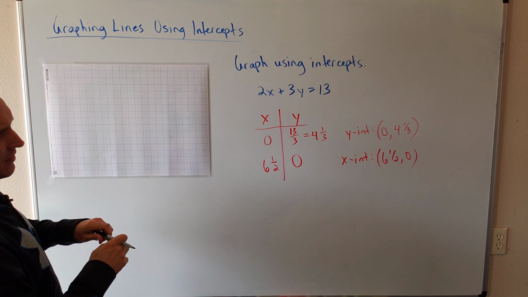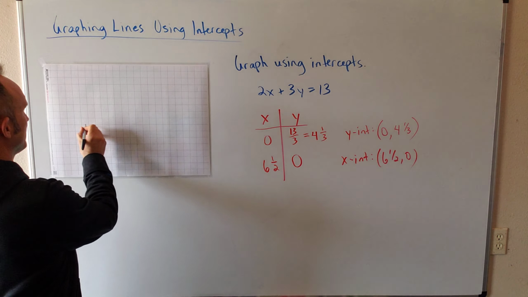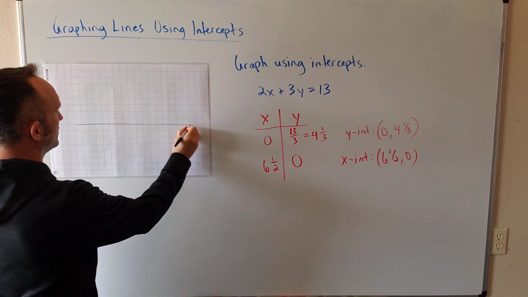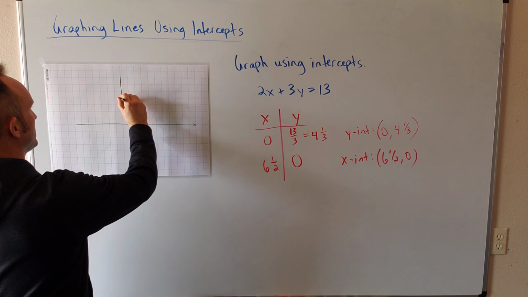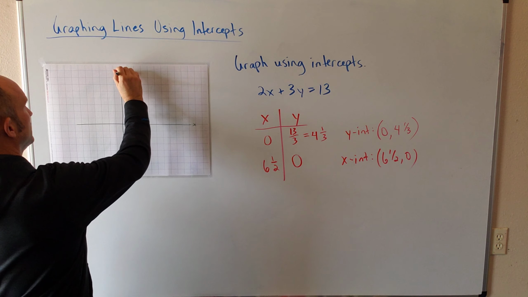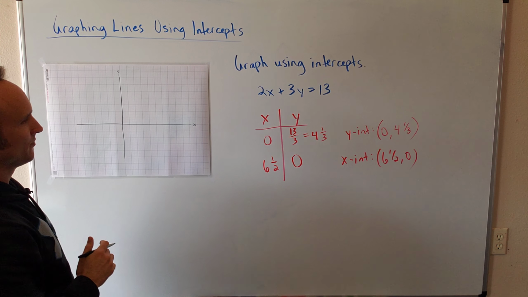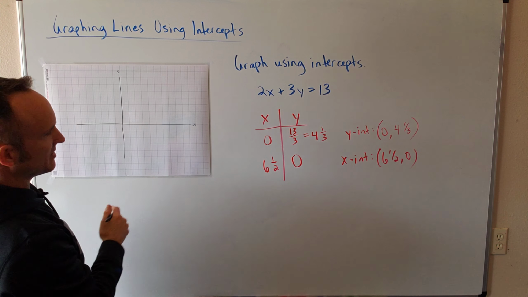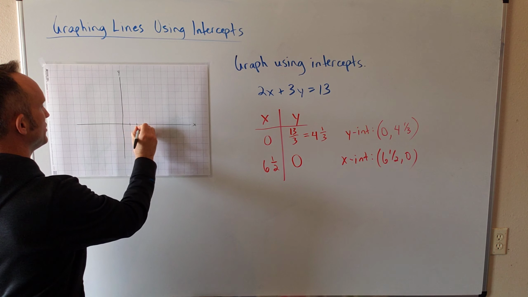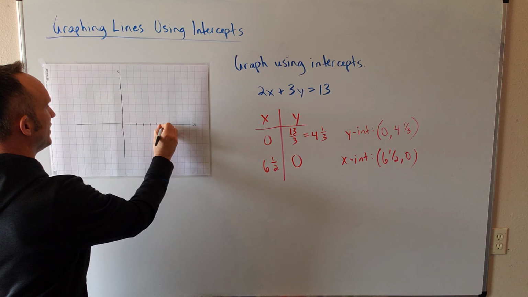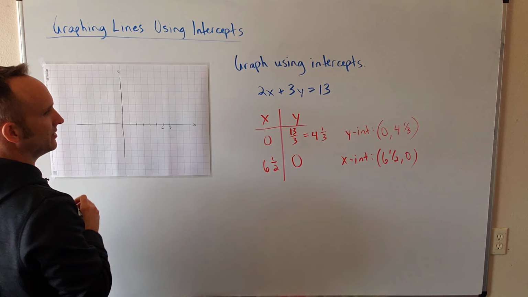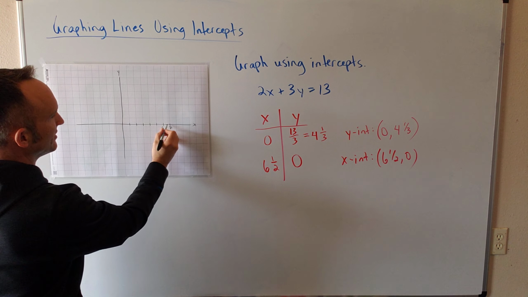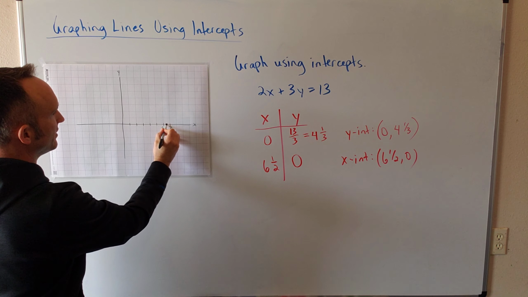So now I've got a positive x and a positive y. So here's my x, and then here's my y. I like drawing the axes. Okay, so x is at 6.5. So here's 1, 2, 3, 4, 5, 6, 7. So here's 6. Here's 7. So our point is at 6.5 right there.